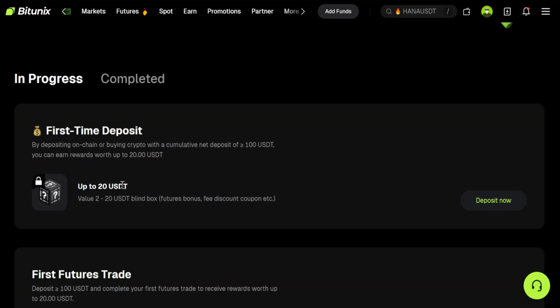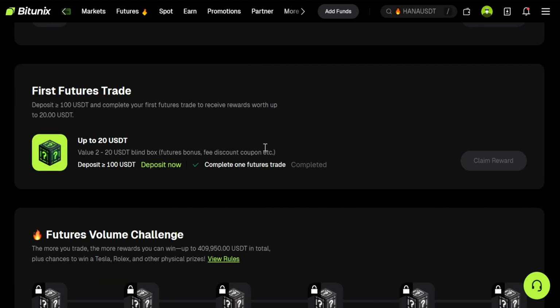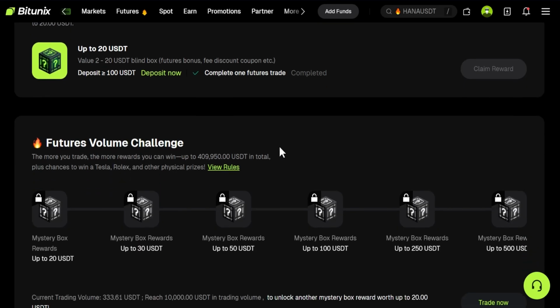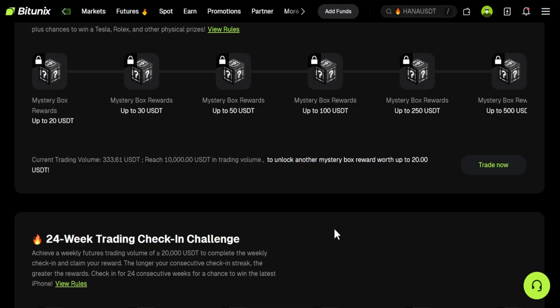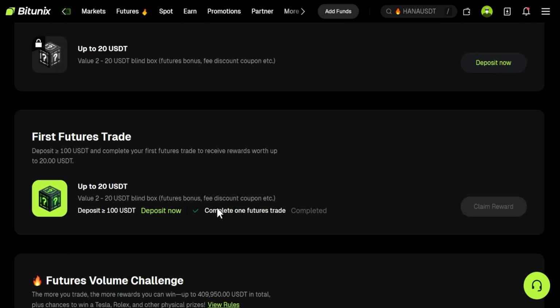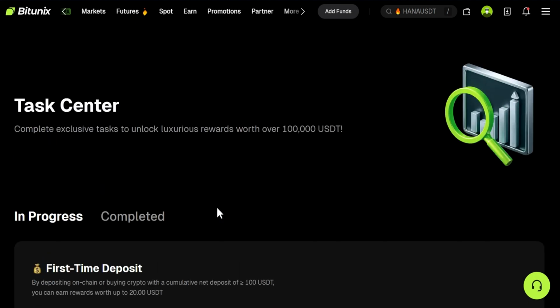First, you'll get 20 USDT just by making your first deposit of at least 100 USDT. On top of that, complete your first futures trade and you'll receive another 20 USDT in rewards. So that's 40 USDT in bonuses just for getting started. Literally free money. Some rewards require actions like deposits or trading volume, and the platform will track this automatically for you. Just go through each bonus, complete the requirements, and claim your rewards. This is literally free money that you can use, so definitely don't skip this step.